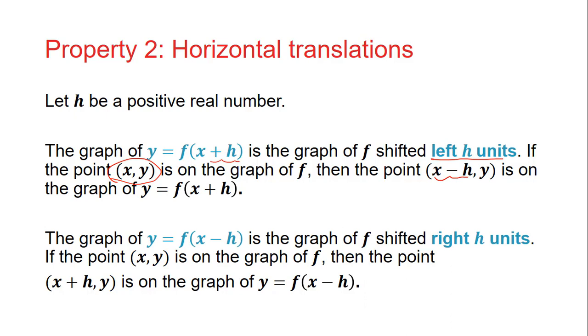In a like manner, the graph of y equals f of x minus h is the graph of f shifted right h units. And so if the point (x, y) is on the graph, then the point (x plus h, y) is on the graph of y equals f of x minus h.